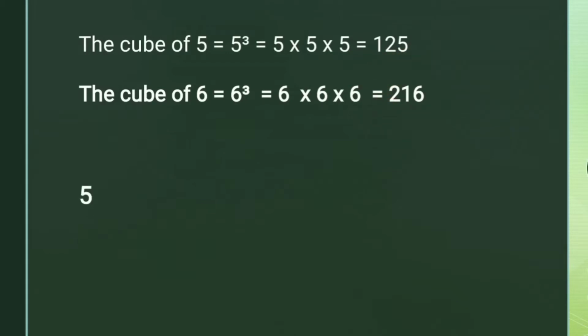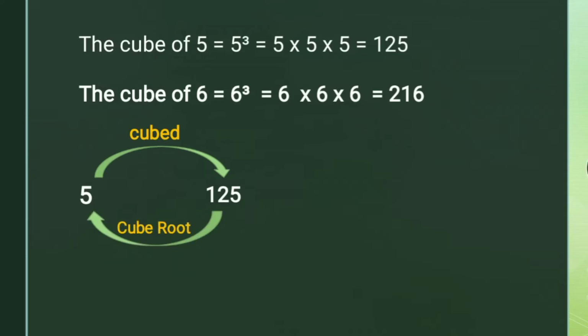See here, 5 when cubed gives 125. It means that cube root of 125 is 5. Understood? Cube root of 125 is 5.